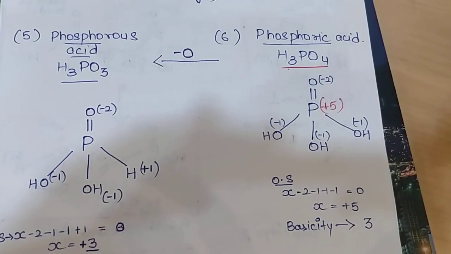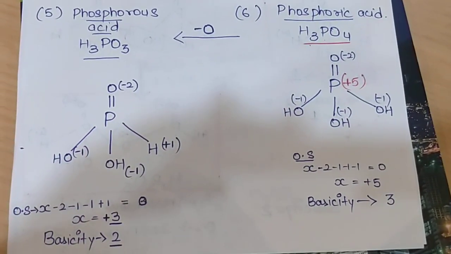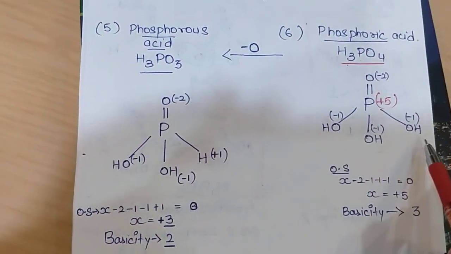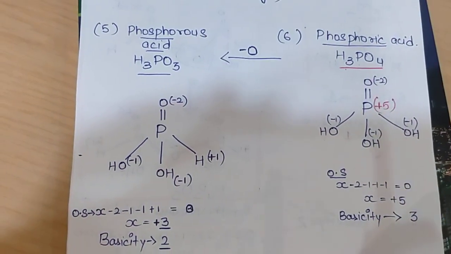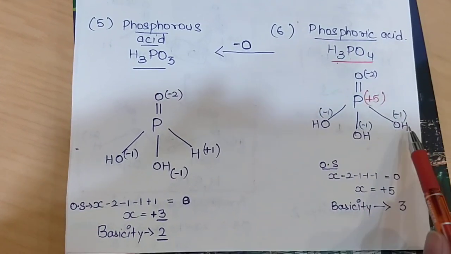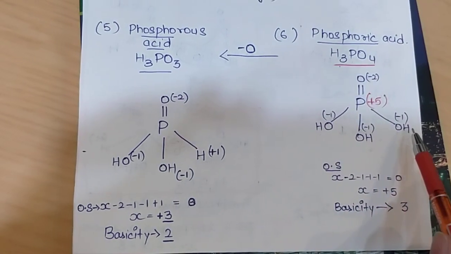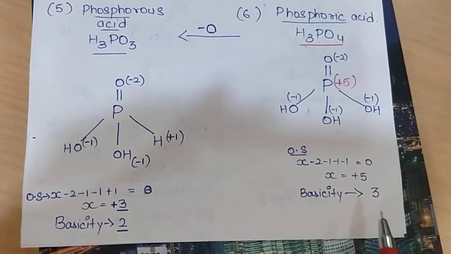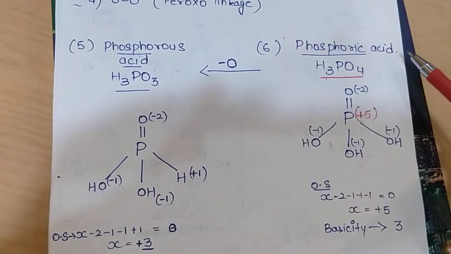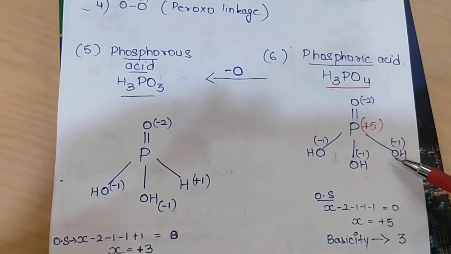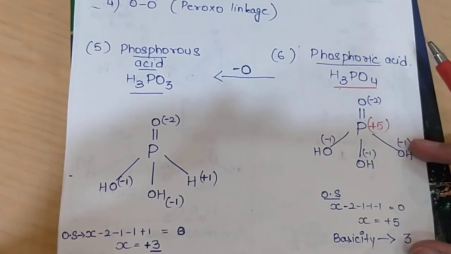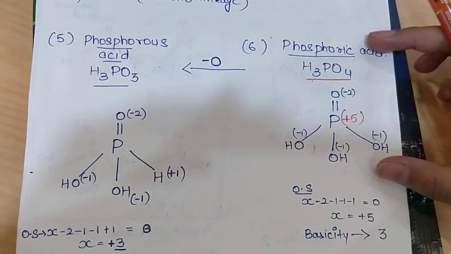Now how to know the basicity? Basicity is directly related to the number of OH groups present. The number of OH groups is directly proportional to the number of ionizable hydrogens, ionizable protons. So basicity is equal to the number of OH groups present. In phosphoric acid 3 OH groups are there, that means basicity is 3. That means we can produce 3 ionizable protons out of phosphoric acid. So from here we have learned the name, formula, structure, oxidation state and basicity for phosphoric acid. These things we have calculated.